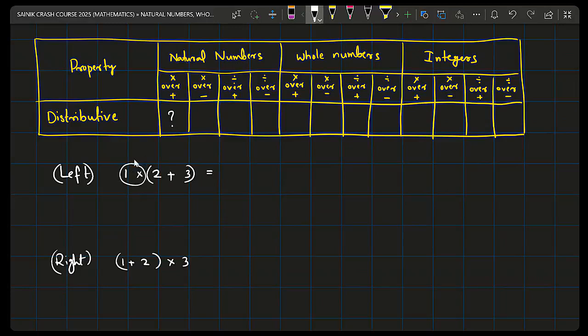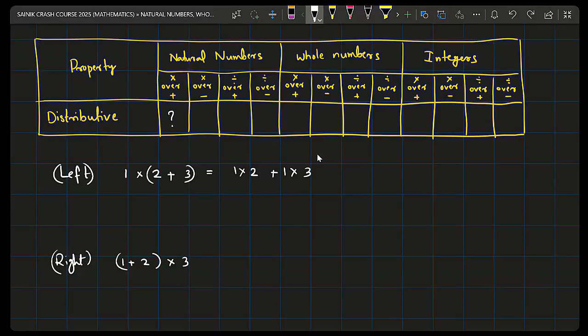This single term will be distributed to all the terms inside the bracket. That means 1 into will be distributed to 2 as well as 3. So we can write 1 into 2 plus 1 into 3. So what happened? This 1 into is distributed to 2 as well as 3. That's why it is called distributive property. So 1 into is distributed to 2, 1 into distributed to 3. This is why it is called distributive property.